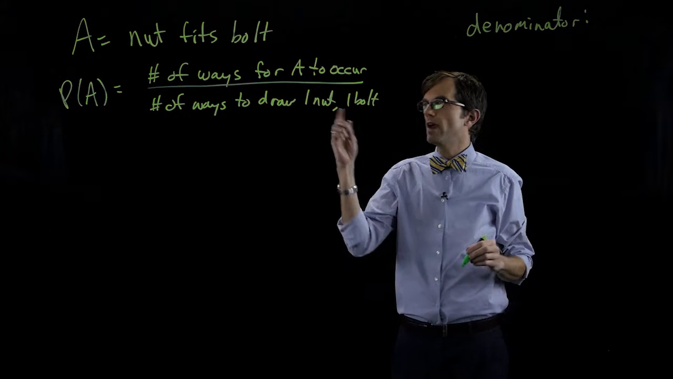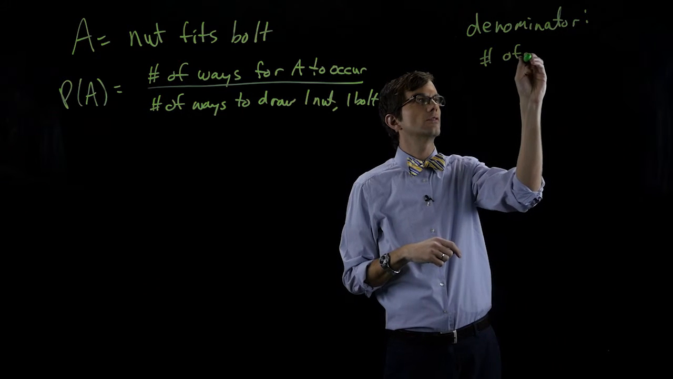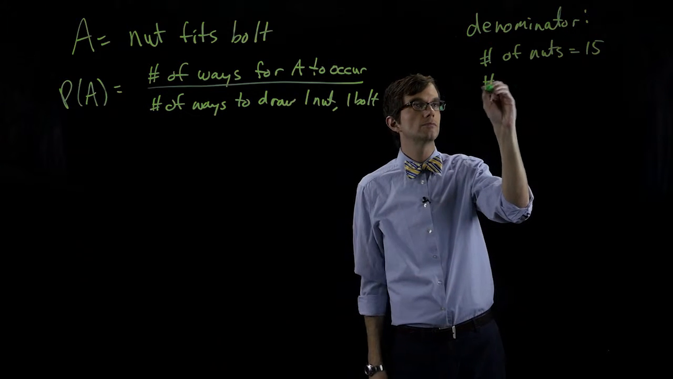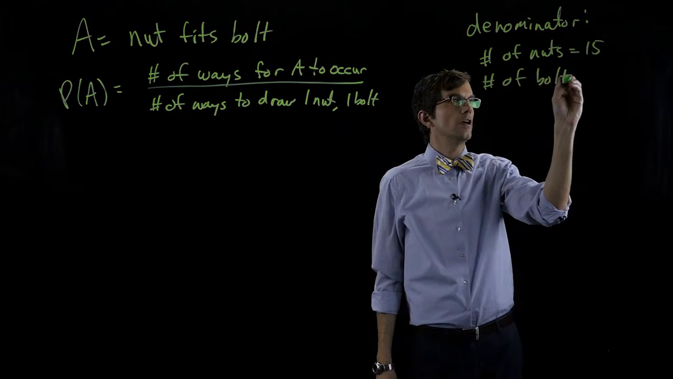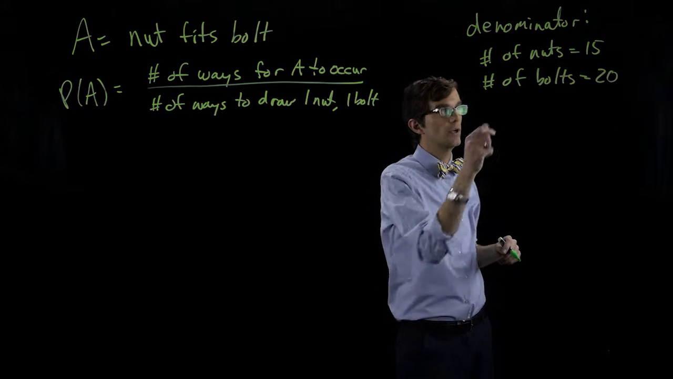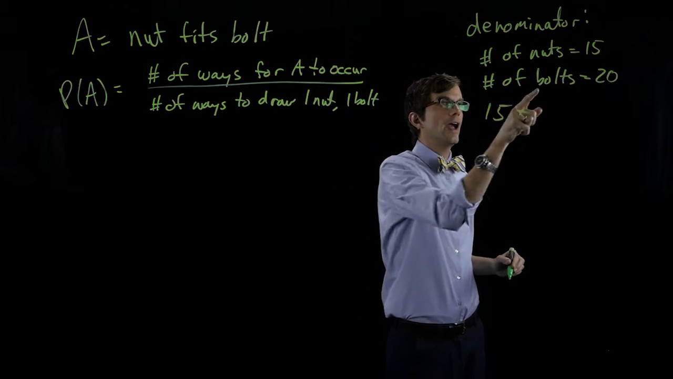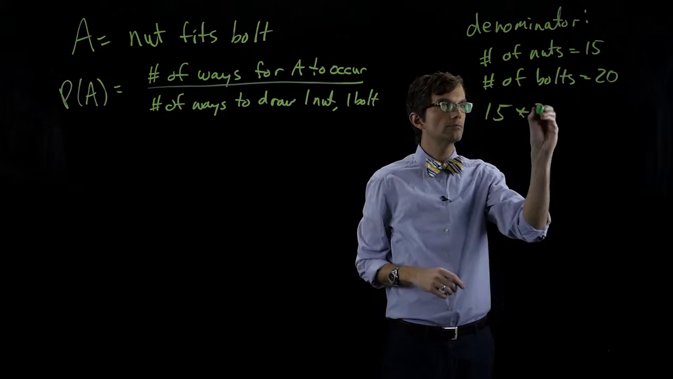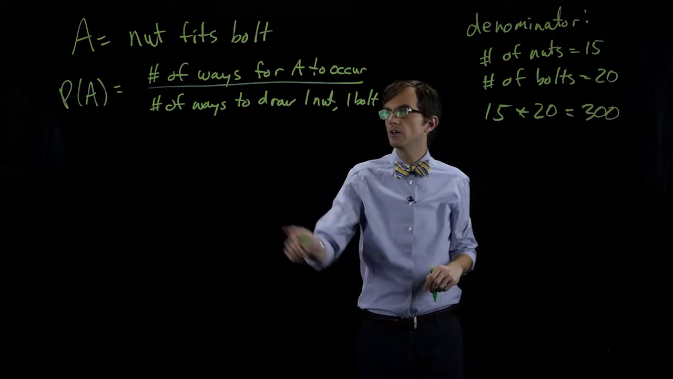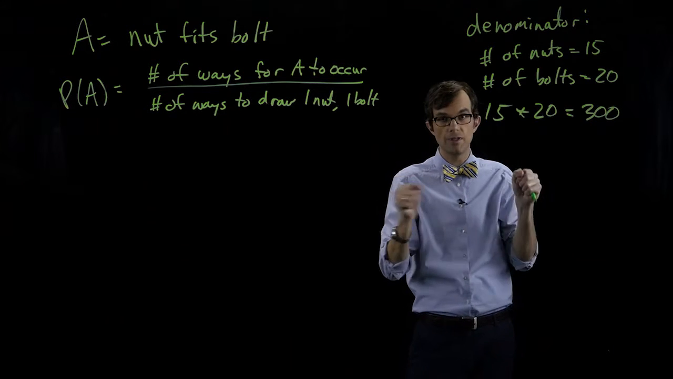We have how many nuts? Number of nuts equals 15. Number of bolts in the box, that was 20. So how many different pairs can we make? Well, we first take 1 nut. How many ways are there to do that? 15. And then we take 1 bolt. How many ways are there to do that? 20. So 15 times 20, 300. 300 different combinations, 300 different ways to draw 1 nut and 1 bolt at random from these 2 boxes.